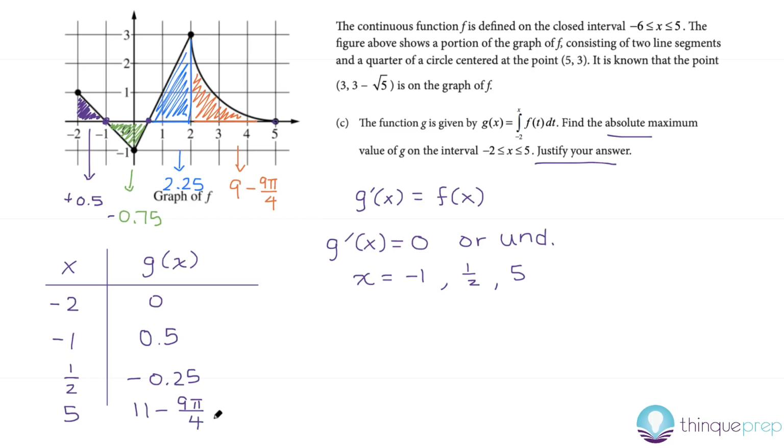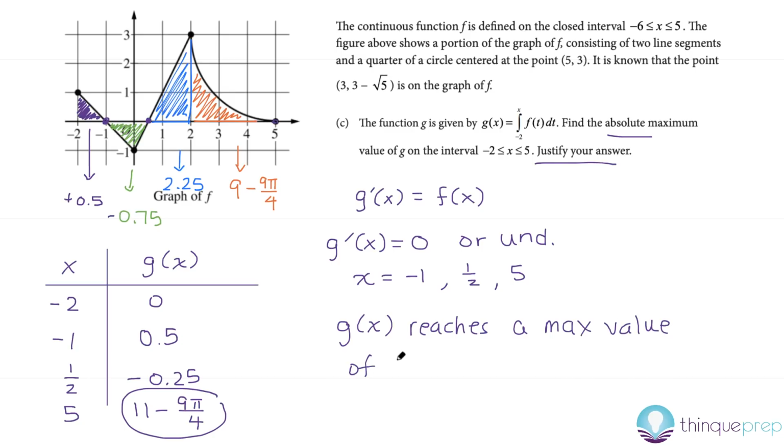And you can use your calculator to verify, but out of these 4 values, the maximum value is this one down here. So then how would you answer this? You should say something along the lines of g of x reaches a max value of 11 minus 9 pi over 4 when x is equal to 5.